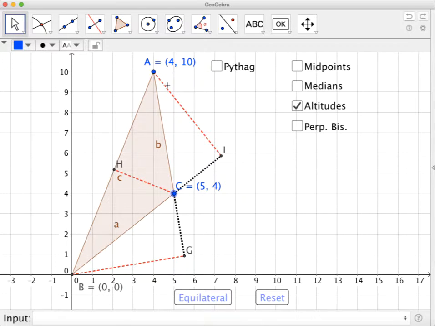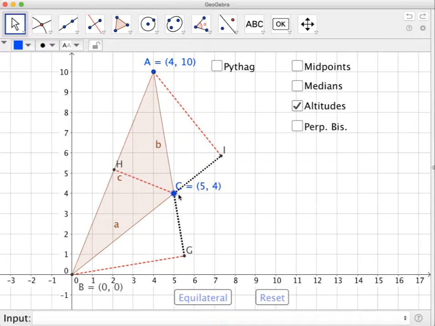But in order for the altitude to meet that, we have to extend the line that runs through BC and bring it all the way out here to point I so that the altitude from A can intersect this line that connects points B and C. So our altitudes will in fact meet.